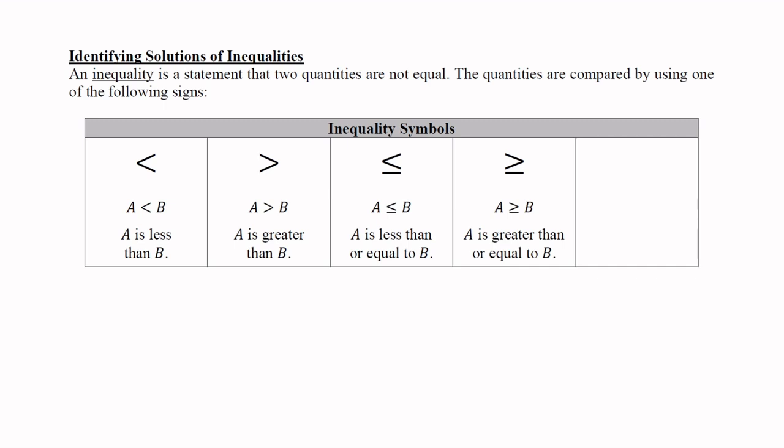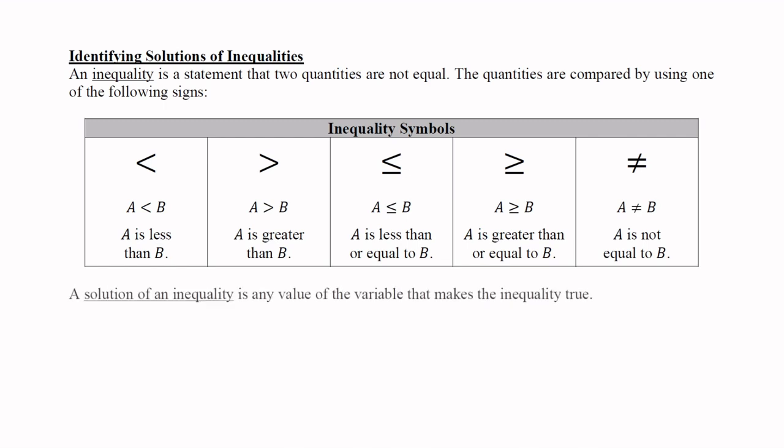And there is one more inequality that a lot of people tend to forget about, and that is not equal to. That is an inequality because it indicates that the two sides of the equation are not equal. So A is not equal to B. A solution of an inequality is any value of the variable that makes the inequality true.